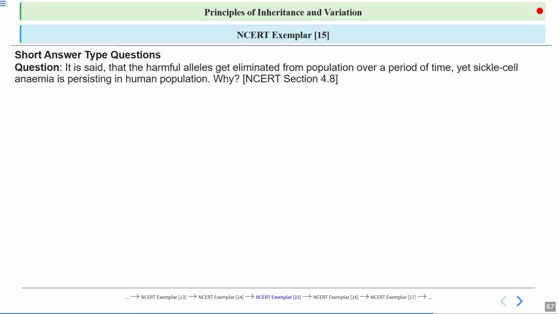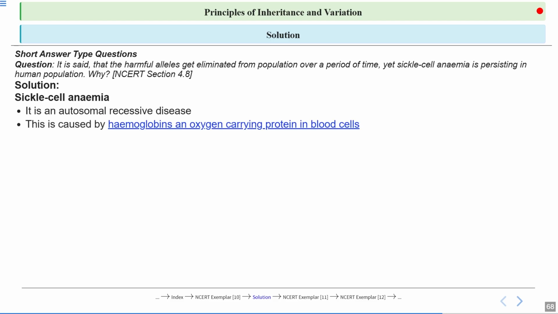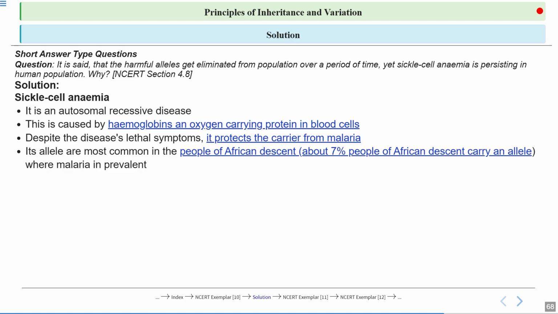Now, the next question: it is said that harmful alleles get eliminated from the population over a period of time, yet sickle cell anemia is persistent in the human population. Why? Okay, so sickle cell anemia is an autosomal recessive disease. It is caused when the hemoglobin polymerizes and the RBCs become sickle-shaped and cannot carry oxygen. So it can be lethal, but the sickle shape of the RBCs protects from malaria because the malarial parasite cannot replicate in sickle-celled RBCs.